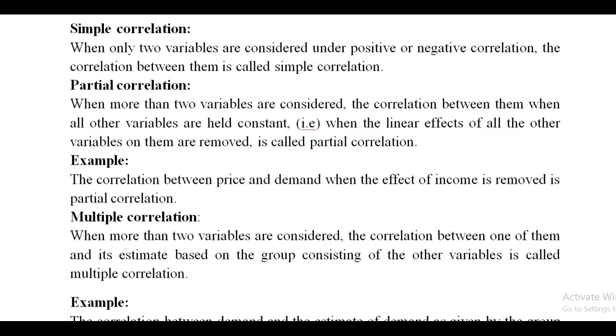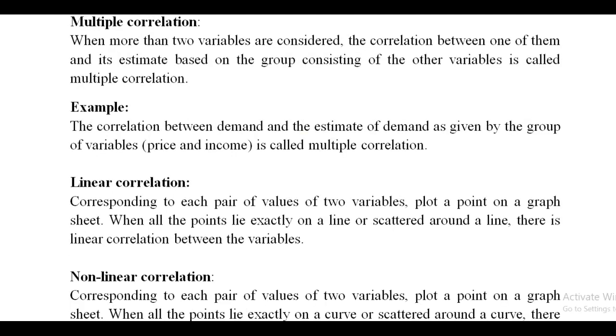The example is the correlation between price and demand when the effect of income is removed. We are considering only price and demand, and neglecting the income. That is partial correlation. Next is multiple correlation. Here also we are considering more than two variables, but we fix one variable and consider the others as a group of variables. We are not keeping them constant, we are grouping the variables. That will give you the multiple correlation. The example given is the correlation between demand and the estimate of demand.